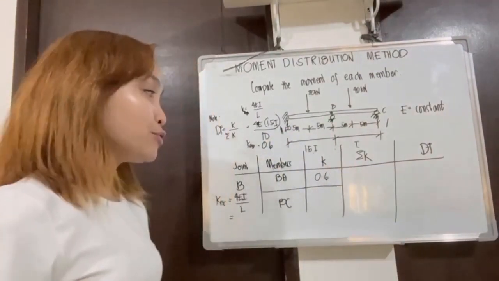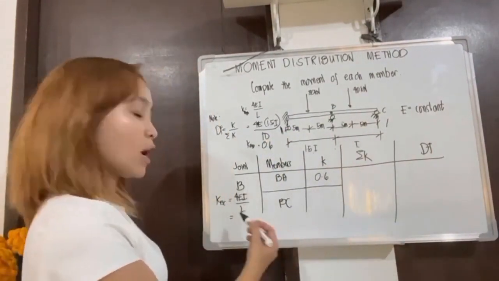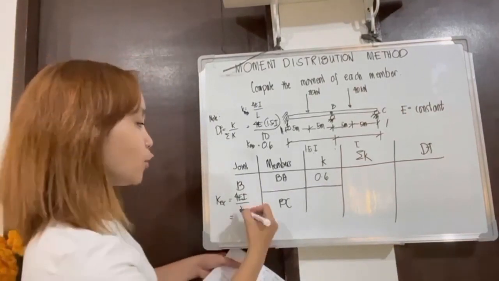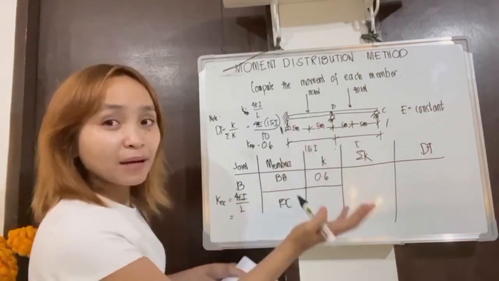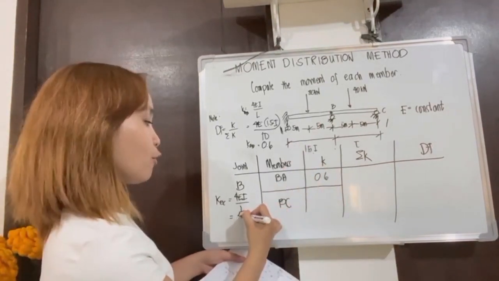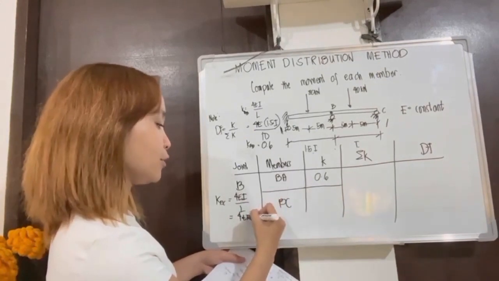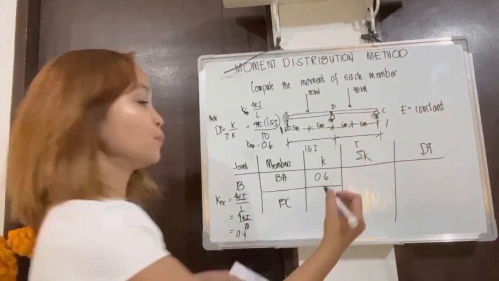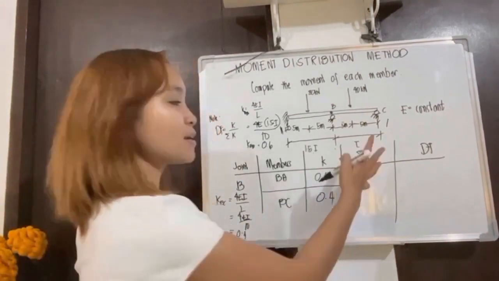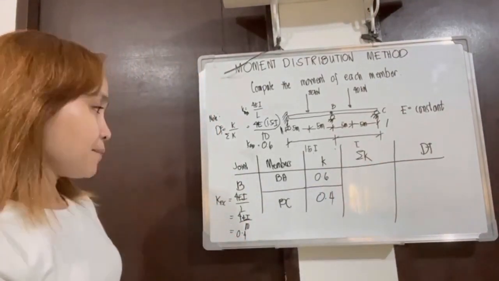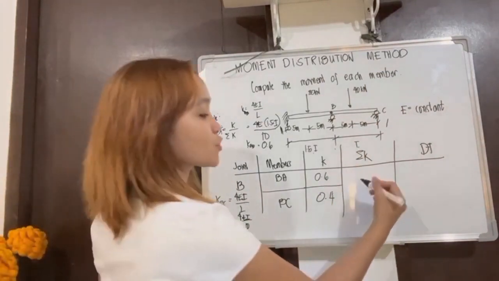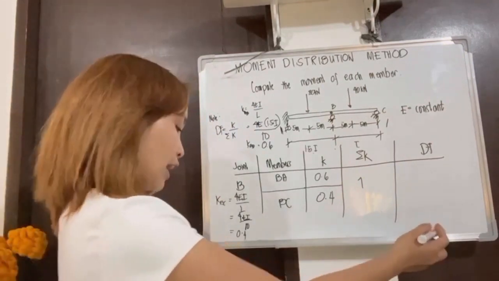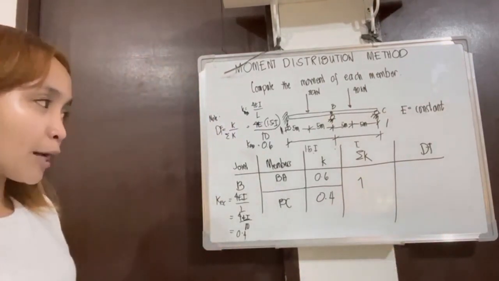Next, we need to find the value of KBC. Our formula to use is again 4EI over L. So, we will substitute the values: 4E, where I is the same, and 10. So, our answer is 0.4. Our summation of K, we will just add them. So, we have 1. Summation of K is 1.